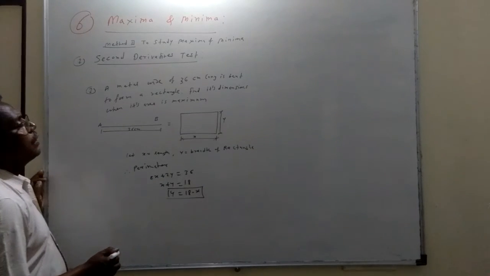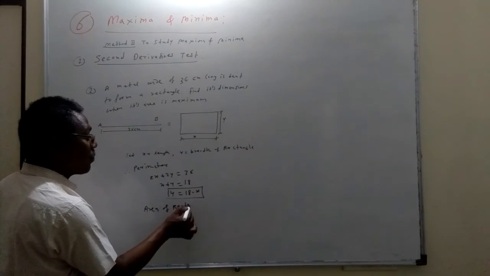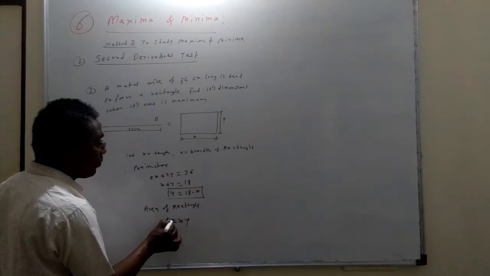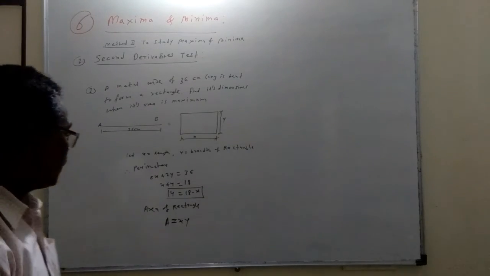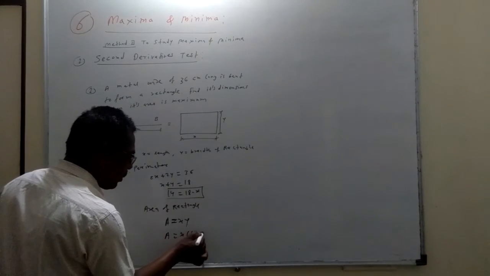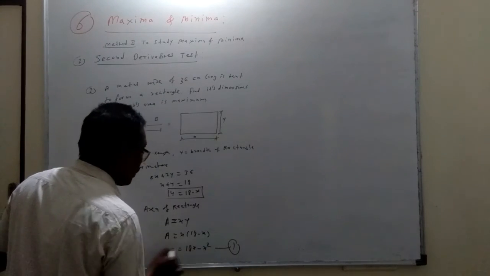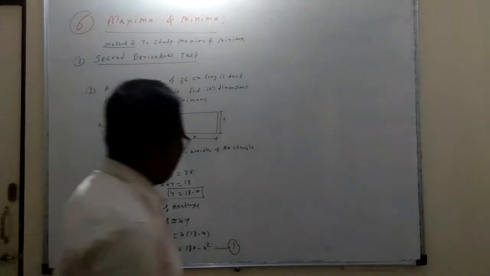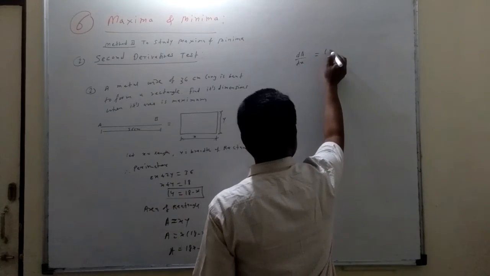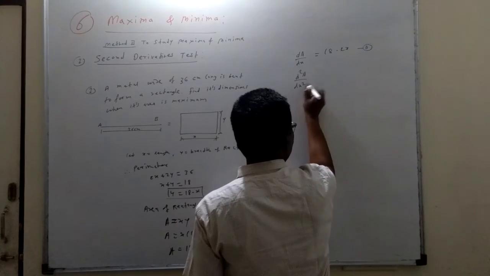Now you want to study the maxima and minima for the area. So the area of the rectangle A is equal to x y. You must know the formulas of area, surface area, volume, etc. Here for an area, only one variable is required, so put y value 18 minus x. So area is equal to 18x minus x square. Now the next part is the same as the previous example. So find the first two derivatives: dA upon dx is equal to 18 minus 2x, and d2A by dx square is minus 2.